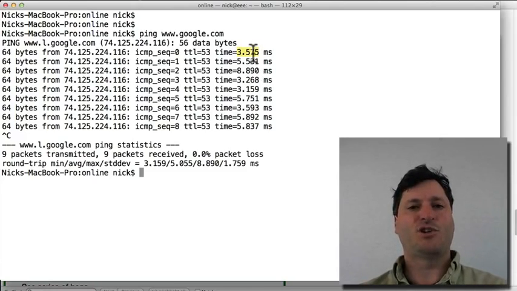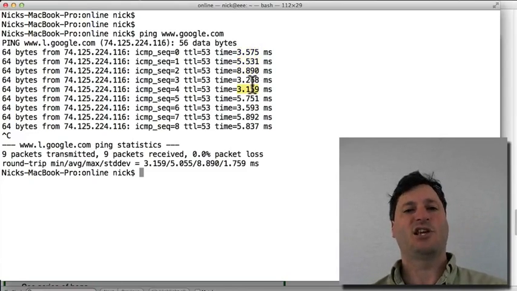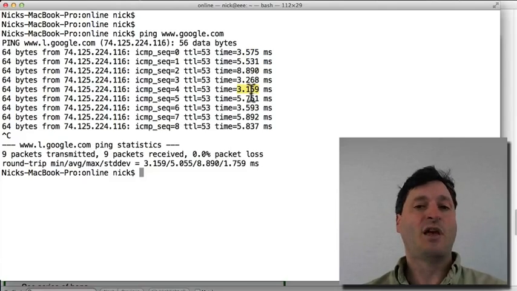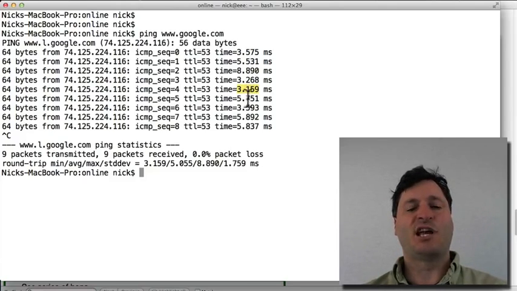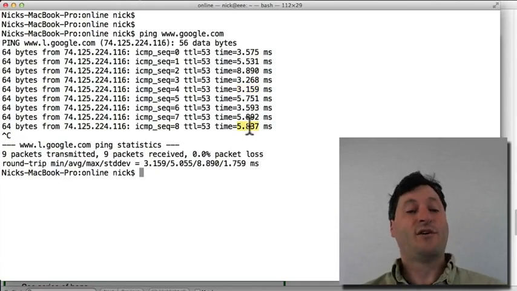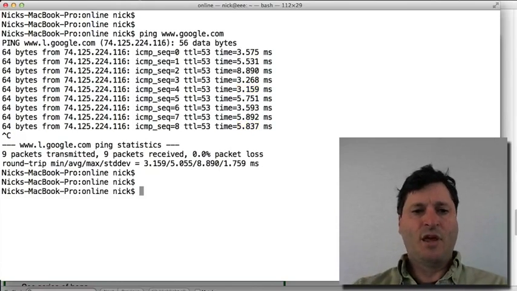When you ping, it sends once a second, and what it does for each one is it reports how many milliseconds it took. So a millisecond is 1,000th of a second. And so this is sending a packet to wherever www.google.com is, hopping over there and hopping back, and it's taking something like 4 milliseconds each time.